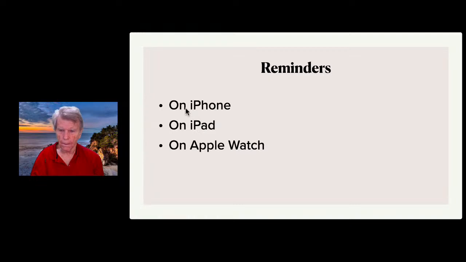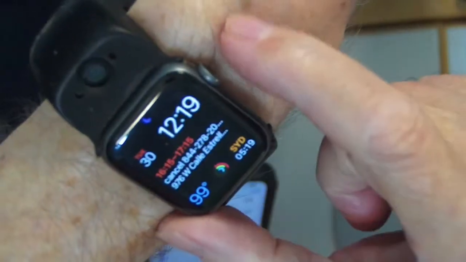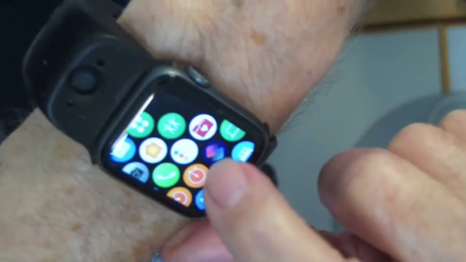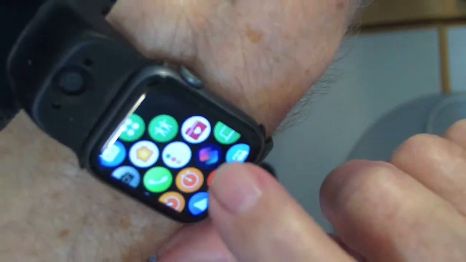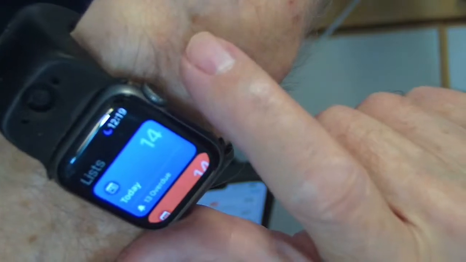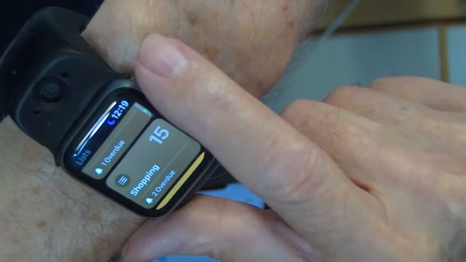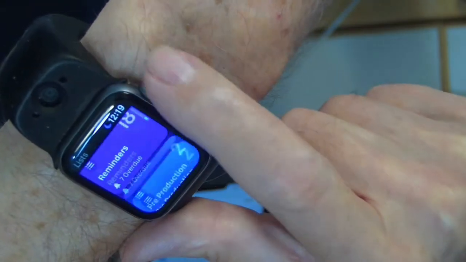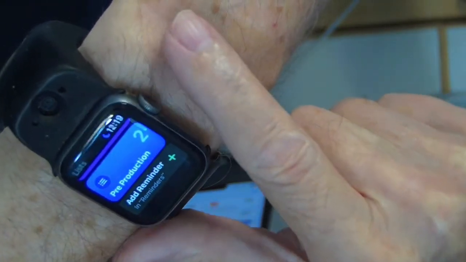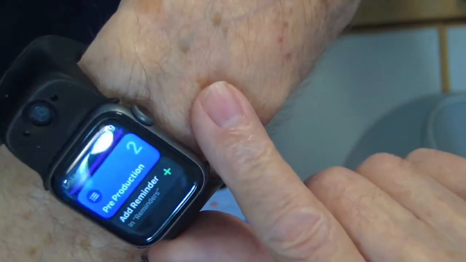So it works on iPad, iPhone, and it also works on the Apple Watch. So if we go to our Inspectocam here and hit the digital crown, you can see Reminders is right there in the middle. We click on that. You can see there's the Today, the Scheduled, the All, and then there's the different lists. So you can also use Siri on your Apple Watch to add a reminder.